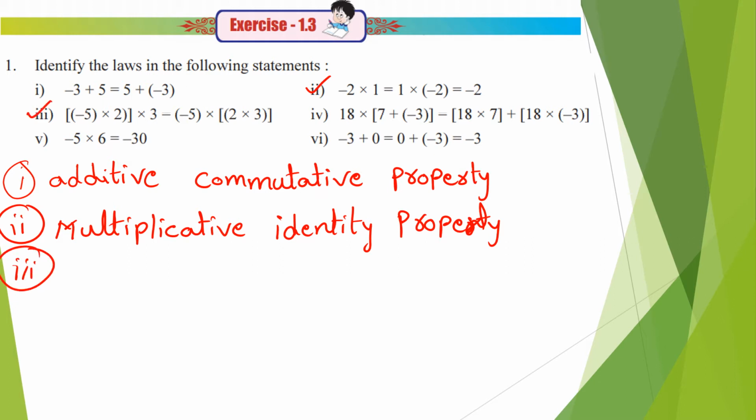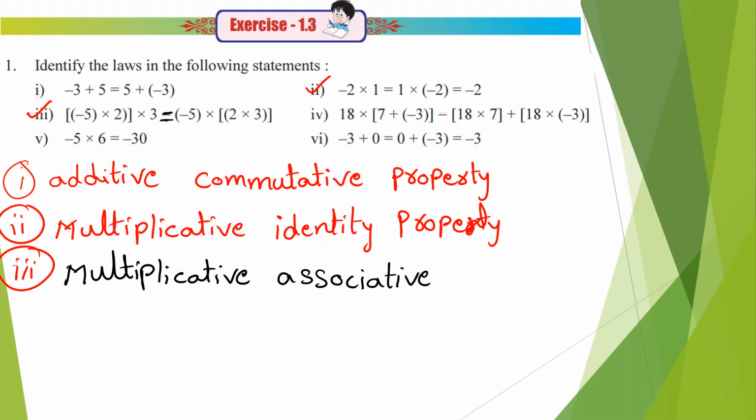What is the third one? Minus 5 into 2 into 3 equals minus 5 into 2 into 3, with the grouping changed. Which property is this? Yes, that is the associative property. Multiplicative associative property, or associative property under multiplication. Both are the same, right?